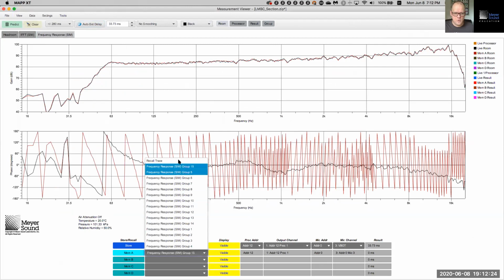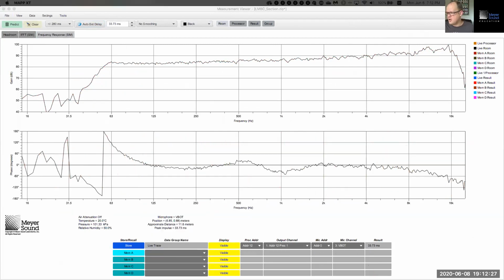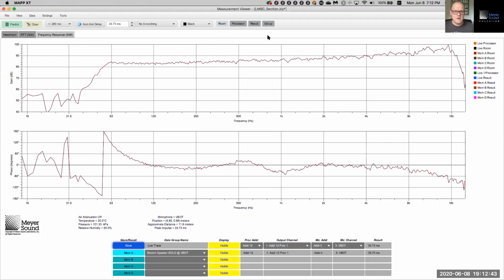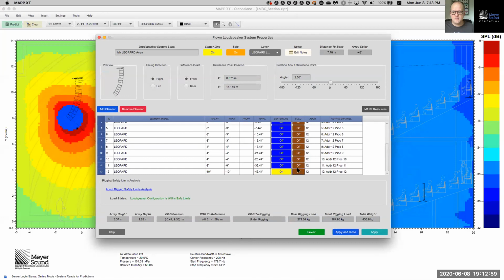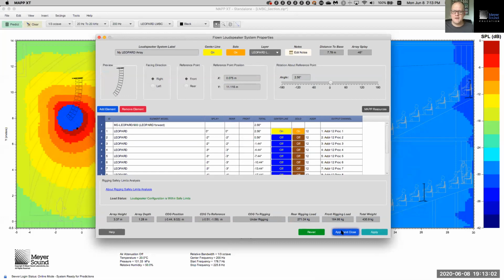I don't want that one. Let's store this and call it, okay? Let's call this bottom speaker solo at VBOT. So this is the bottom speaker in the fourth row at the start. We've stored that, okay? There it is. We can recall it and compare it later. Now, rather than looking at the contribution of the bottom speaker in that same position, I propose that we don't solo the bottom speaker, but we solo the top speaker, okay?